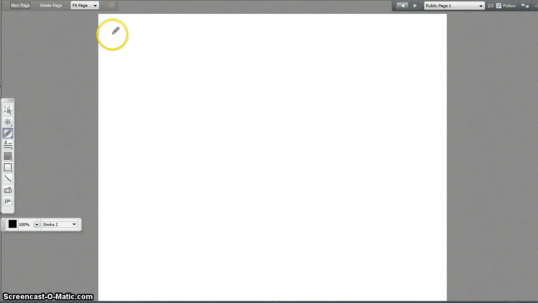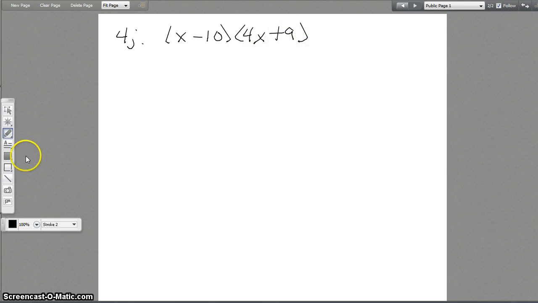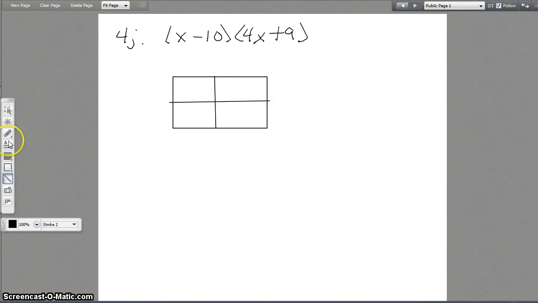Okay, so we'll do another one from number 4. We're just going to do part J now. So 4J is x minus 10 times 4x plus 9. So first I'm going to work this out with the box method. So here's my box. And now I'm going to put in my grid lines. Not as neat as they had been. So I have x minus 10. I'm going to choose to put that on the side this time. And then 4x plus 9. Again, it does not matter whether you choose to put your first parentheses down the side or across the top. You can do it in whichever order you want.